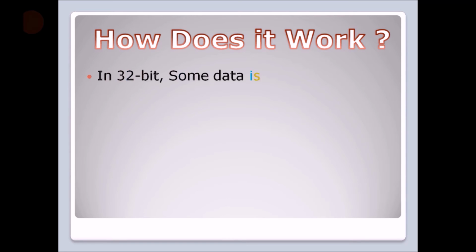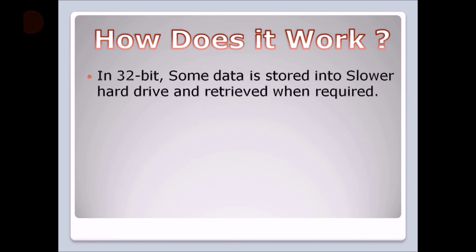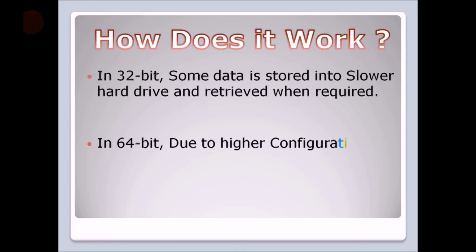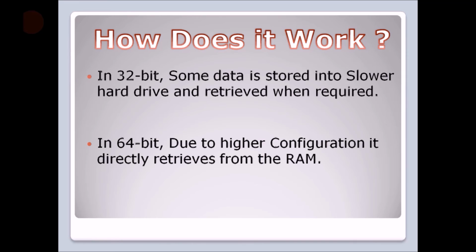But how do they work? What makes the difference is their working strategies. In a 32-bit processor, some data is stored on the slower hard disk and retrieved whenever it is required. But a 64-bit processor can have huge memory, so it directly retrieves the data from its RAM. In this way it works.